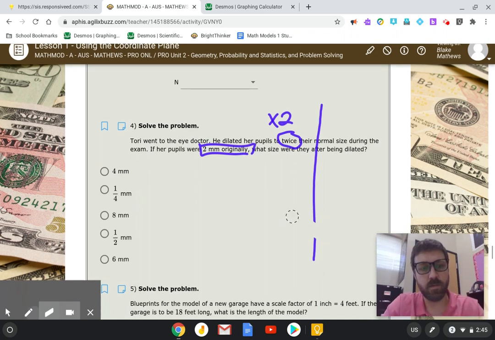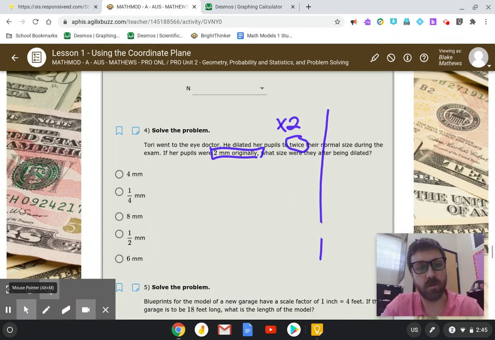Let's see if I can get this to zoom out here. Sorry, I'm trying to zoom out. There we go.